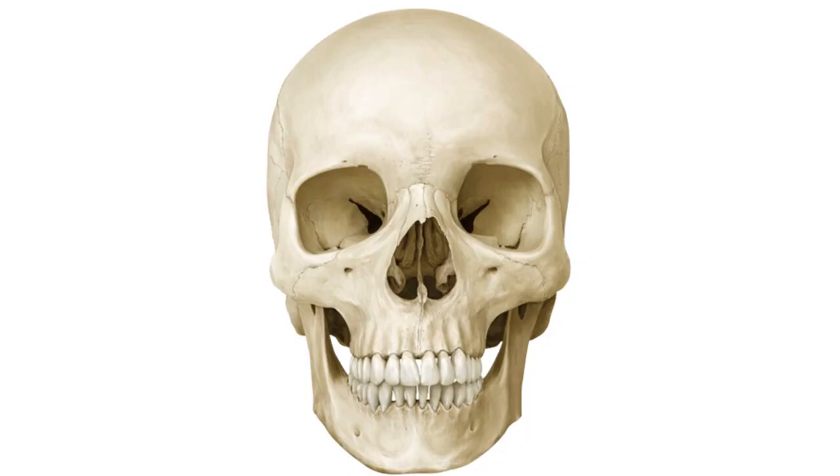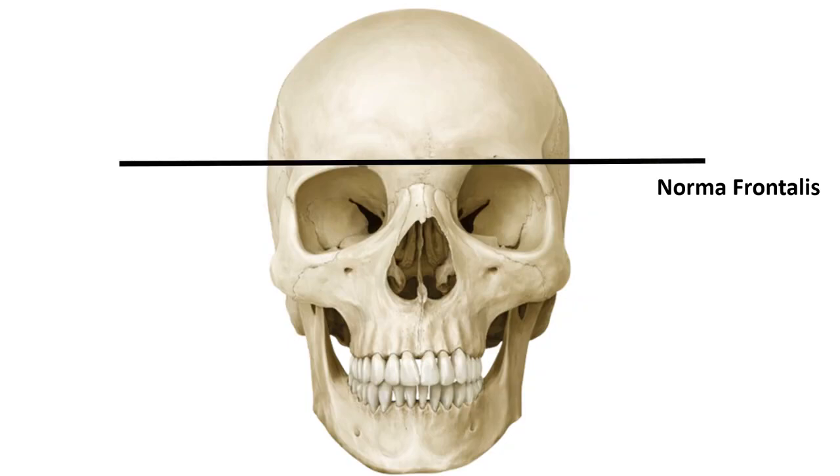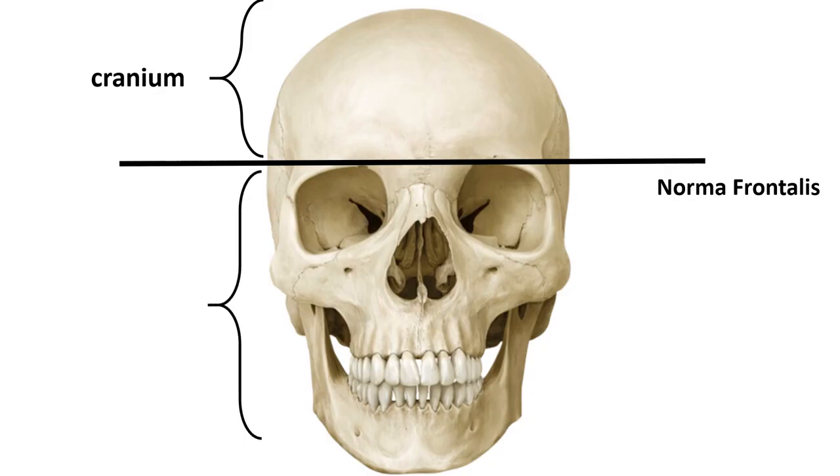Which view of the skull is this? This is the frontal view. In Latin it is called norma frontalis. This line demarcates the cranial bones from the facial bones. So superior to the line is the cranium, inferior to the line is the face.